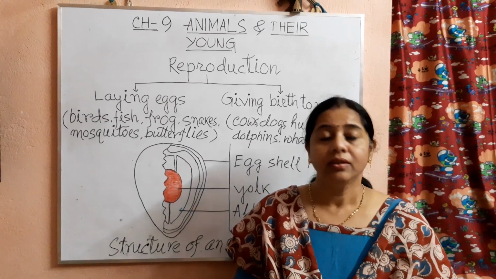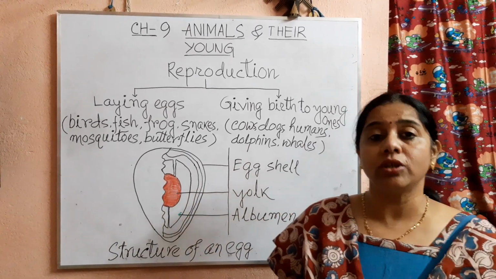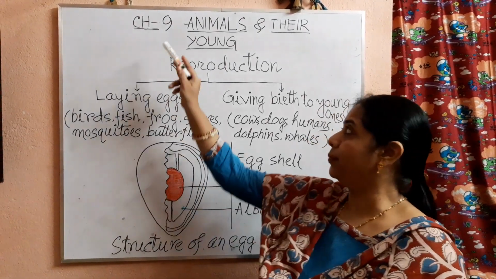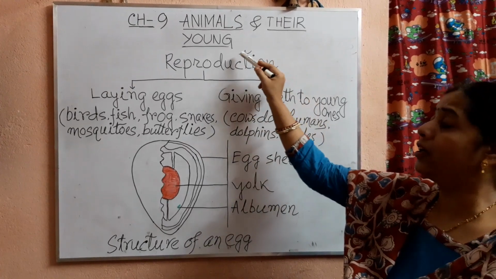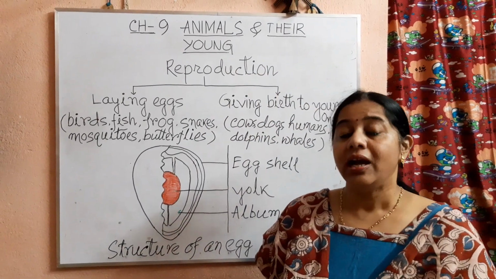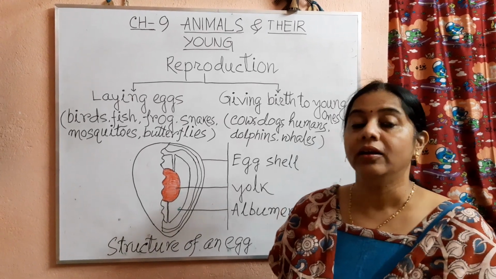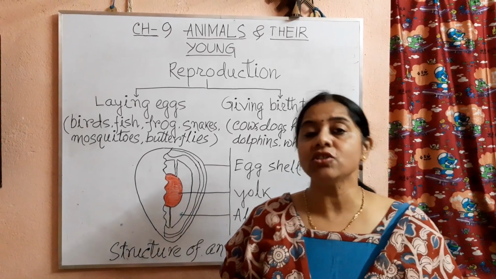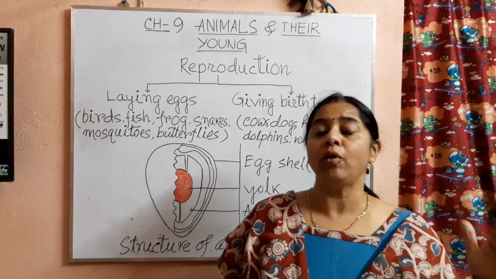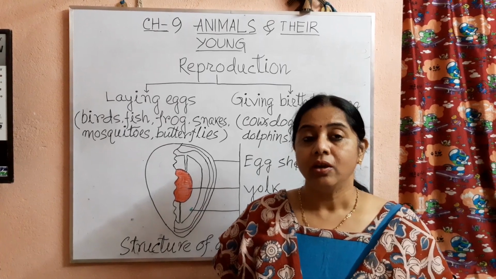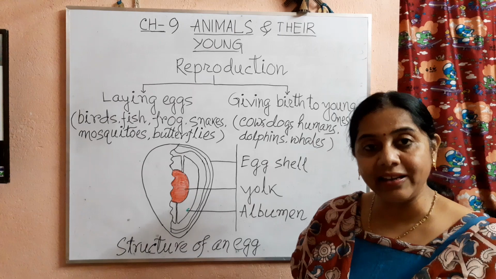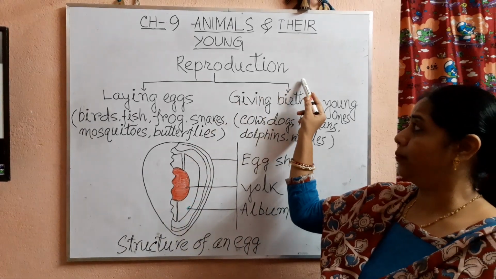Hello students, today we are going to start a new chapter from our science book, that is chapter 9, Animals and Their Young. Yes children, all of you know that animals are living things and they have some special characteristics, some special features by which they can survive on this earth's surface. One most important characteristic of these animals is reproduction.